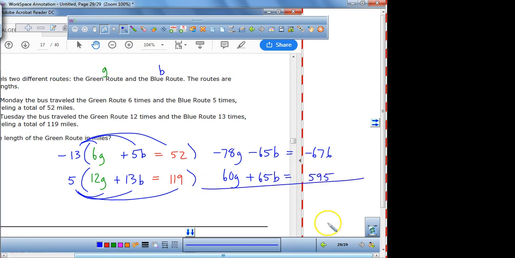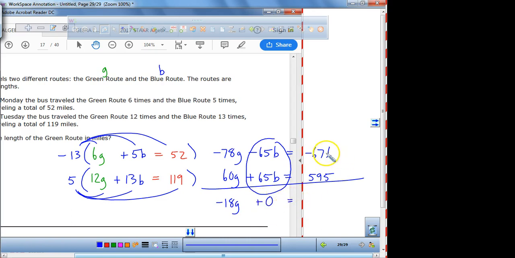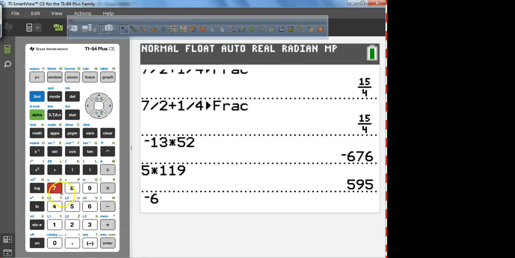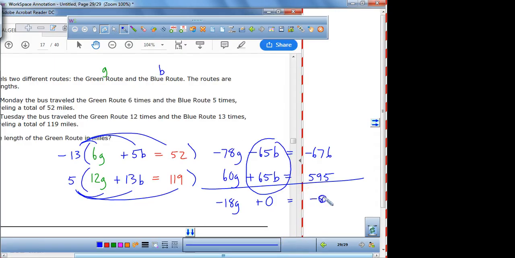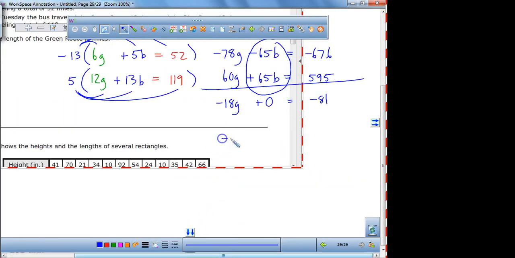Okay, here we go. Now we got to add like terms. What happens to all these? They cancel to 0. We're going to add these together. That gets us negative 18 G's. Equal. We have negative 676 plus 595. Negative 676 plus 595 gets us negative 81. Okay, so go back over here. Negative 81. And so what's our last step? Negative 18G equals negative 81.